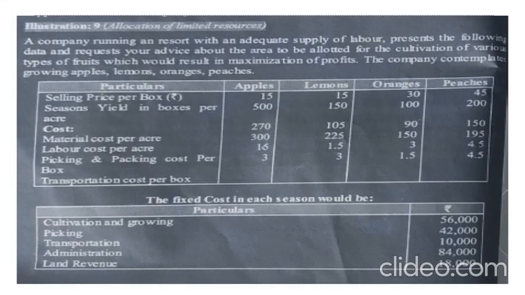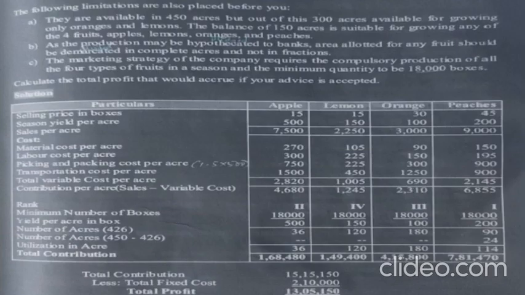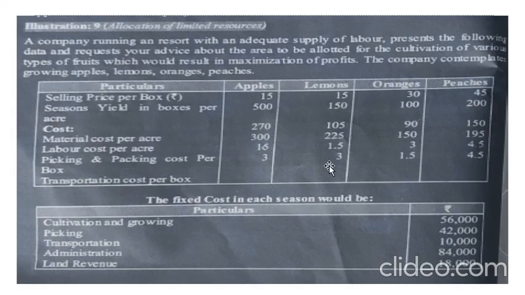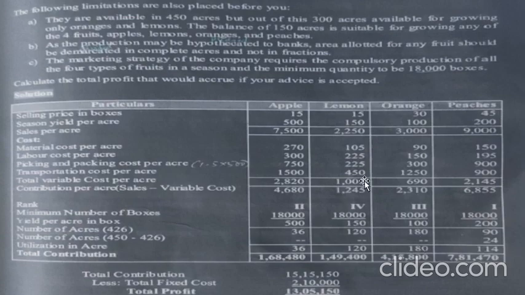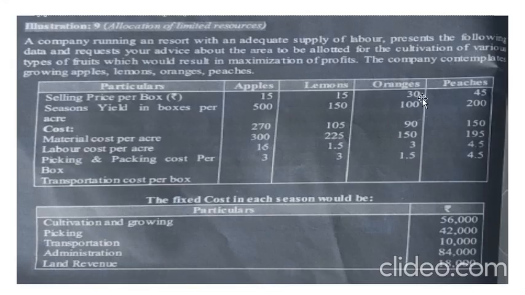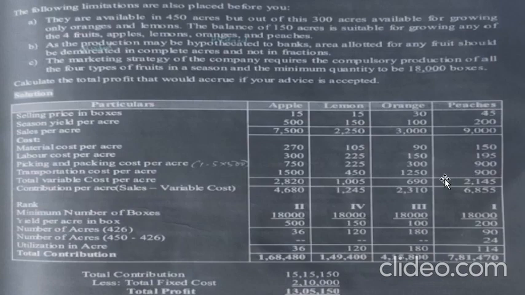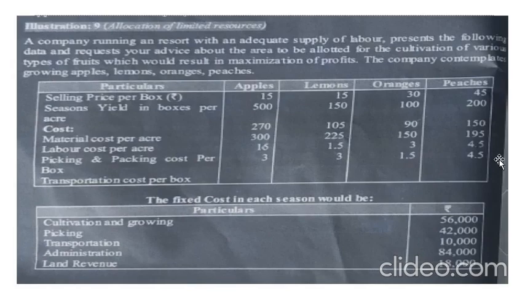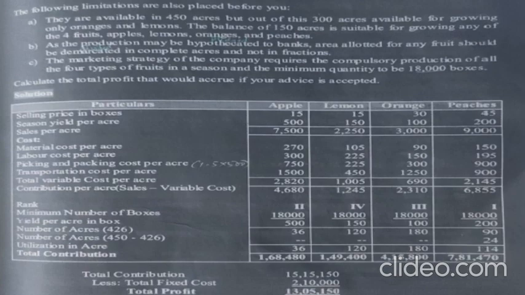In the same way, the transportation cost per box is 3 for apple. So 3 into 500 will give us 1500. Then for lemon it is again 3, so 3 into 150 boxes will give us 450. Then for orange we have 1.5 into 100, which will give us 150. Next for peaches the cost is 4.5 into 200, which will give us again 900. So we have got our totals here.